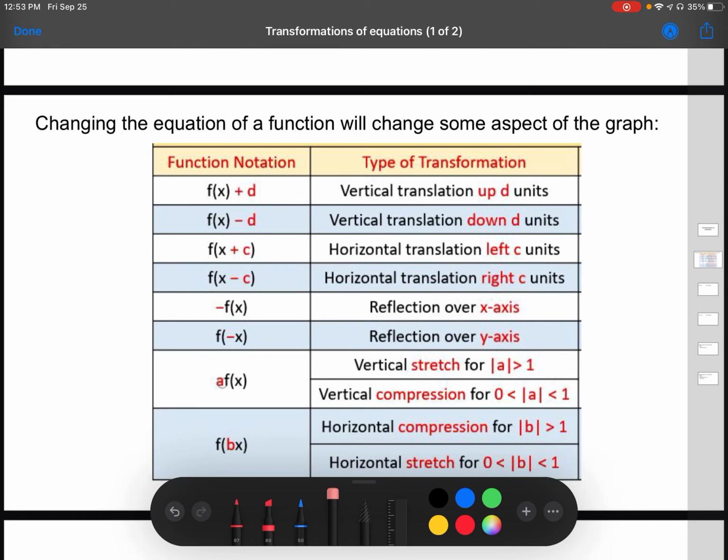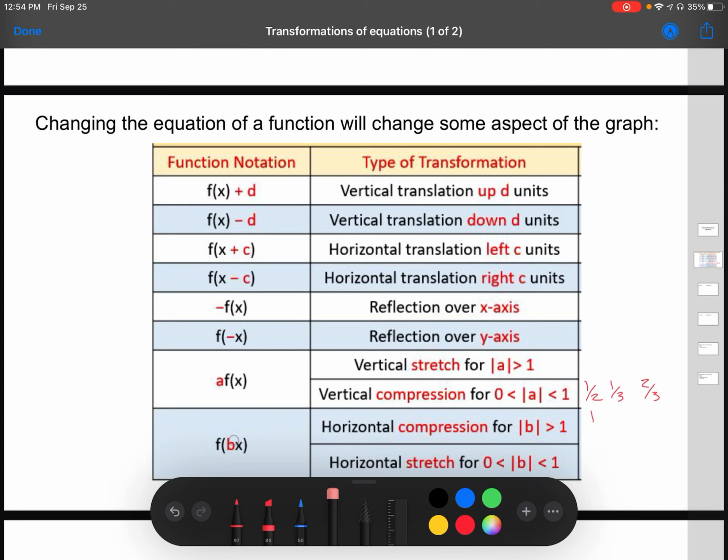You put a number in the very front, it will do one of two things. If it's greater than 1, it's going to stretch it, so it's going to get bigger. If it is between 0 and 1, like a half or a third or 2/3, that's all going to vertically compress. Compress just means it's getting smaller. So stretch gets bigger, compress gets smaller.